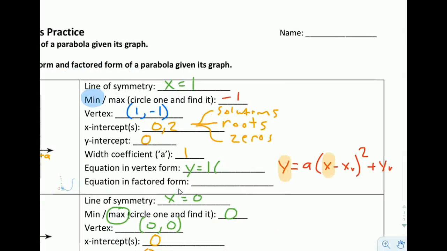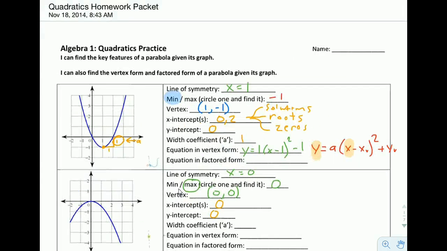And then I see that I have x minus my x for my vertex. So x minus, and what was the x for my vertex? Up here, I had a 1. So I'm going to write in x minus 1. I have to square that, and then it says I need to add the y from my vertex, and the y from my vertex up here is -1, so plus a -1 or minus 1. And that's how you write that in vertex form.